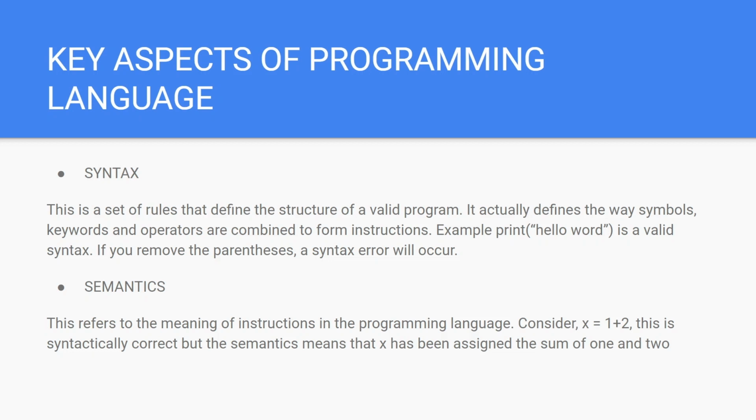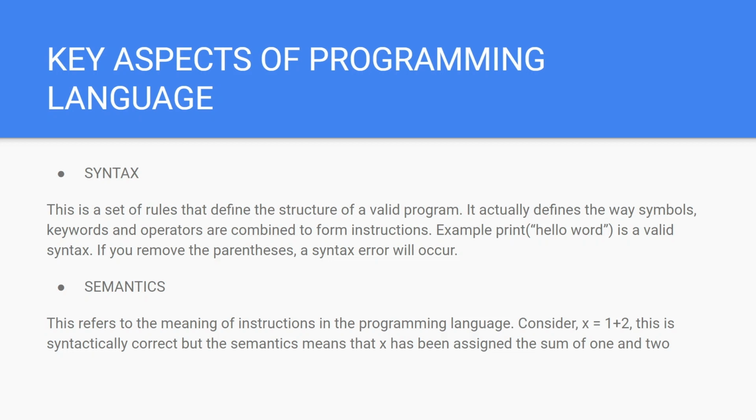Now, if I remove this parenthesis, this first one, automatically a syntax error will occur. Now, another key aspect of programming is semantics. This refers to the meaning of instructions in the programming language. Now, consider x equal to 1 plus 2. This is syntactically correct in Python, but the semantics also means that x has been assigned the sum of 1 and 2.